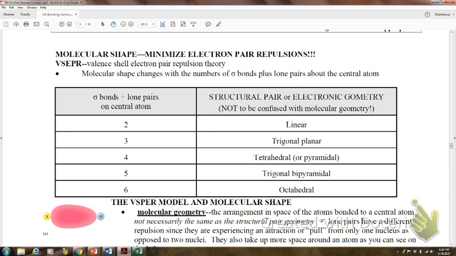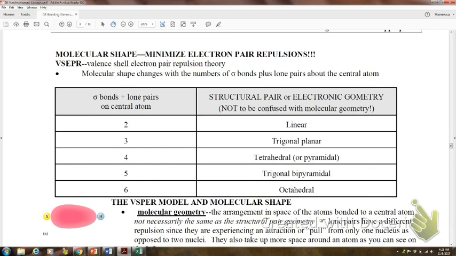The molecular shape changes the more sigma bonds, which are single bonds, that we put on, plus the lone pairs, because if you recall, the lone pairs take up a certain amount of space around the atom. Here we have something that we have not talked about before: electronic geometry, which I see has a big misspelling in geometry. Not my notes, not my misspelling, I can't claim it. Anyway, there's molecular geometry and there's electronic geometry.